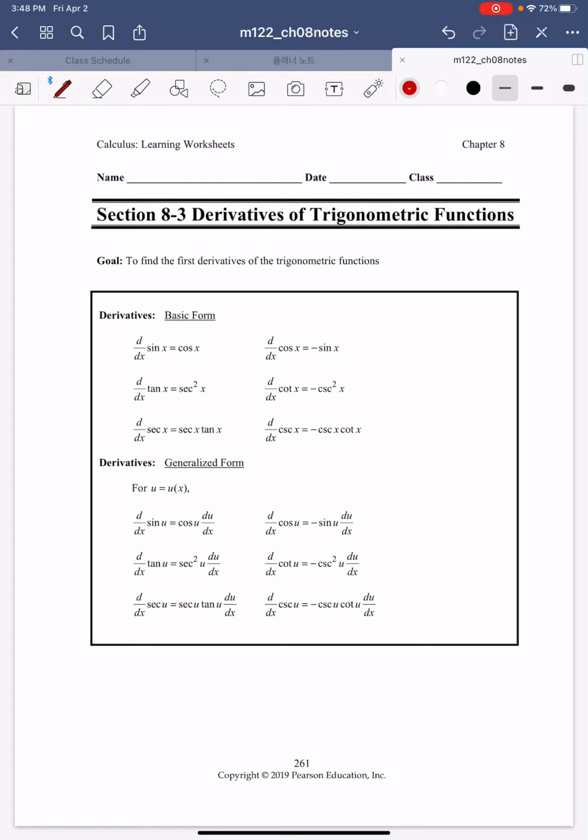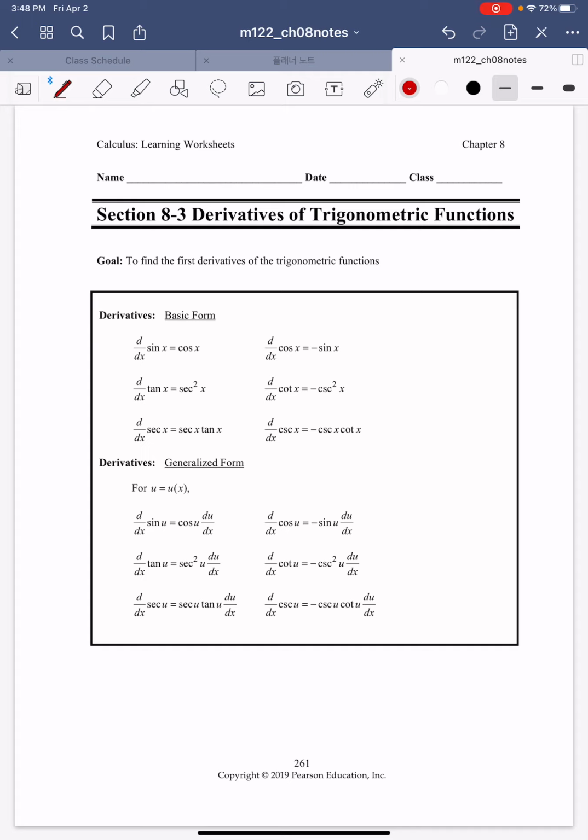In this video, we are going to go over section 8.3 and 8.4. 8.3 deals with the derivative of trigonometric functions, and 8.4 will deal with the antiderivative, the integration, of the trigonometric functions. In the last video, we did a review on all those trigonometric functions, how to evaluate the function and get a value, both in degree and in radian mode.